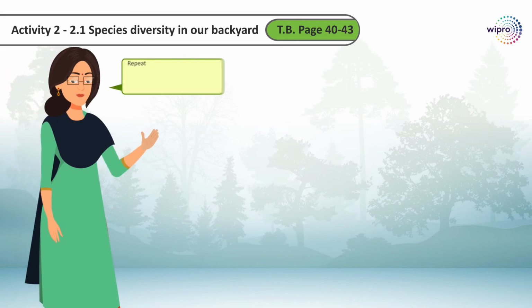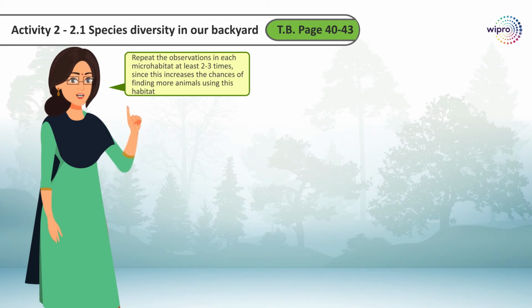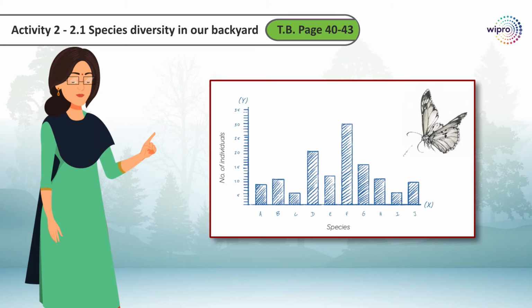Repeat the observations in each microhabitat at least 2 to 3 times, since this increases the chances of finding more animals using this habitat. Use the data you collected to display your findings visually using a bar graph. Prepare 2 separate graphs for 2 different microhabitats.